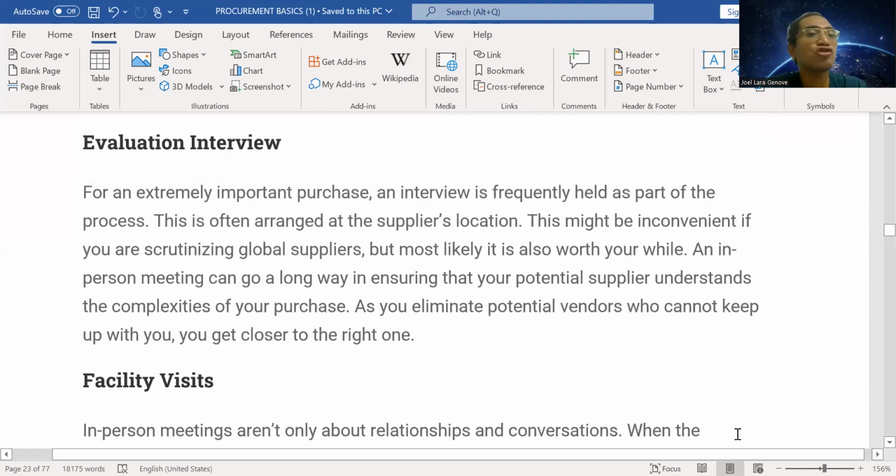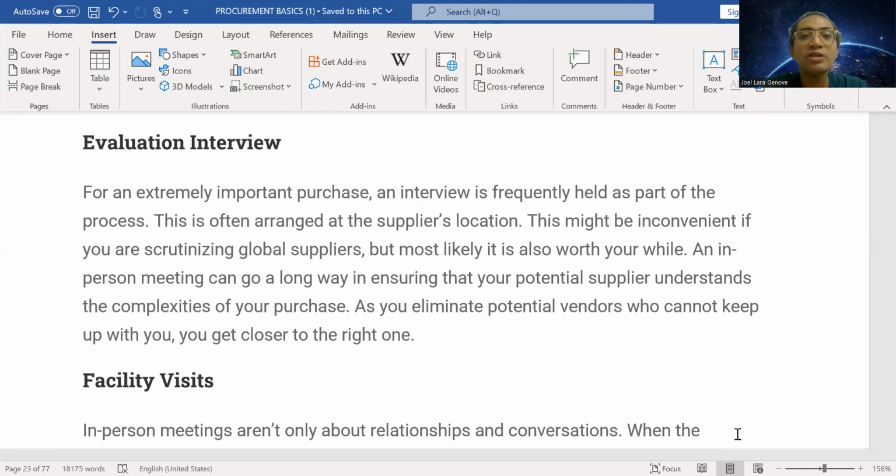Evaluation interview. For an extremely important purchase, an interview is frequently held as part of the process. This is often arranged at the supplier's location. This might be inconvenient if you are scrutinizing global suppliers, but most likely it is also worthwhile. An in-person meeting can go a long way in ensuring that your potential supplier understands the complexities of your purchase. As you eliminate potential vendors that you cannot keep up with, you get closer to the right one.